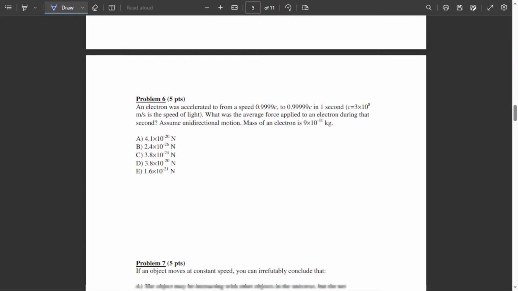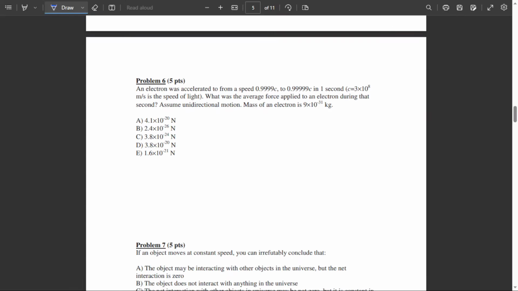Alright, problem 6. An electron was accelerated from a speed of 0.9999c to 0.99999c in 1 second. What was the average force applied to an electron during that second? Assume unidirectional motion. The mass of an electron is 9 times 10 to the minus 31 kilograms. So, first thing to realize is that these are very fast speeds. They're actually very, very close to the speed of light, which means we need to factor in relativity.